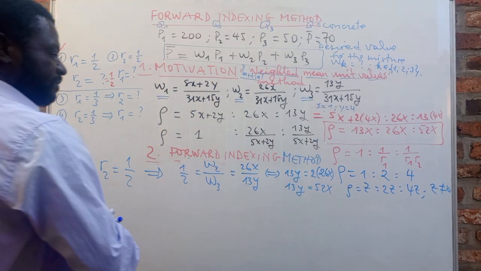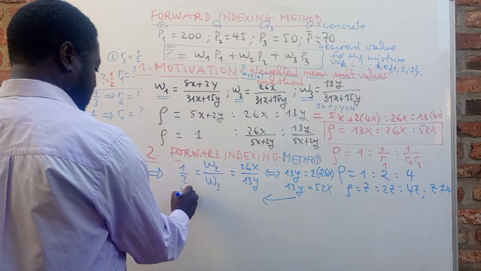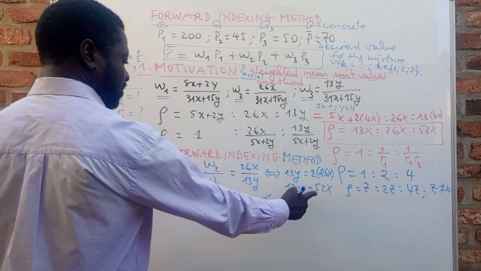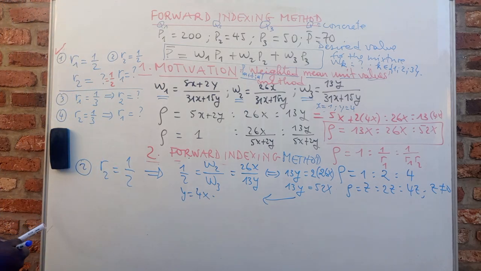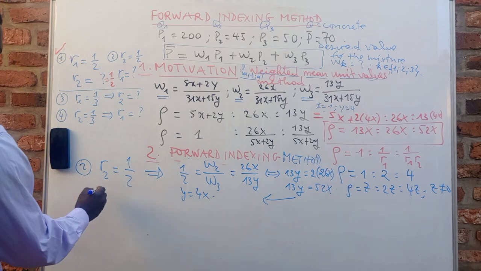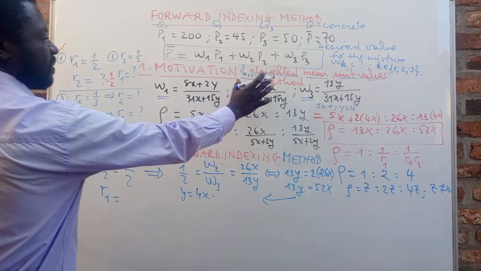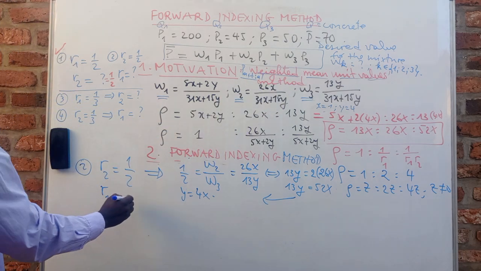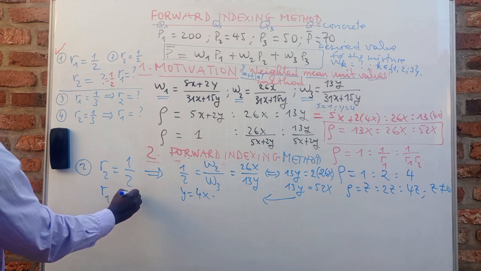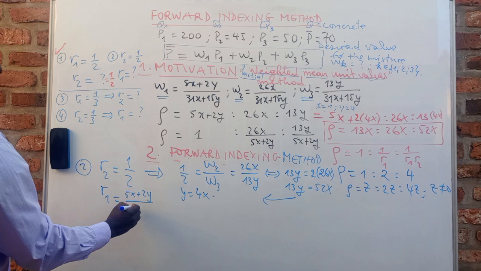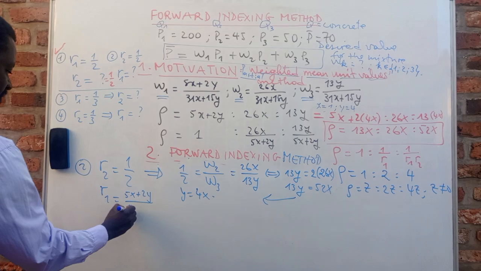So once again, this is to say that y is equal to 4x after simplification. Which means that this will lead us to find R1, which is equal to omega 1 divided by omega 2. This is equal to 5x plus 2y divided by 26x.